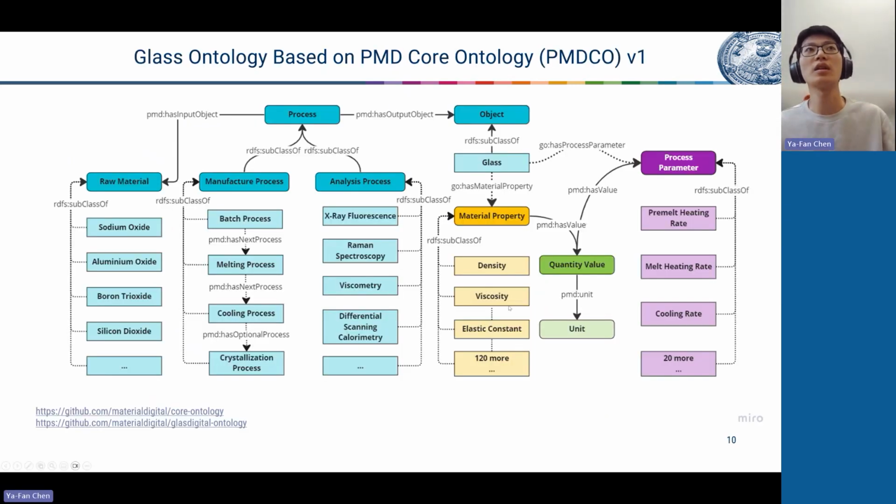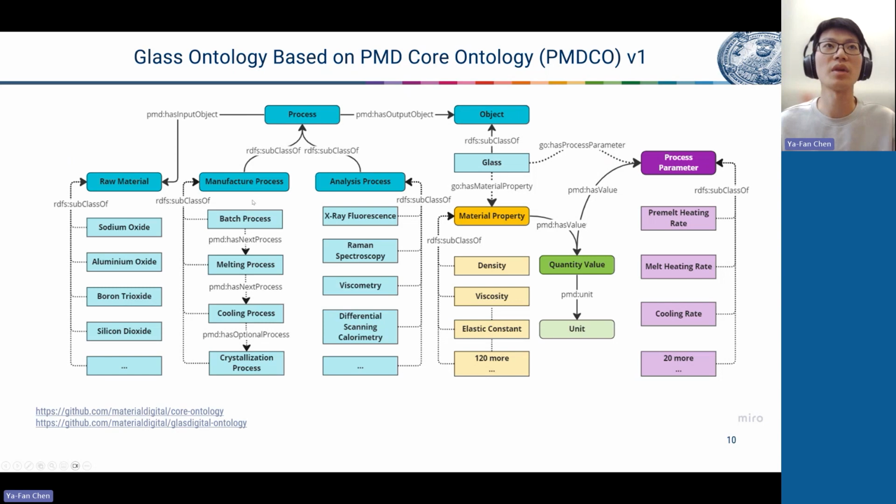And here's the glass ontology based on PMD Core Ontology version 1. So here you see a partial graph. The object we focused on is, of course, the glass. And here we have the process for the glass and also the process parameters for the glass. And then here you see the manufacture process.